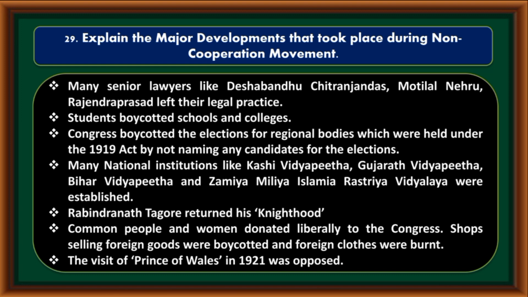Many national institutions like Kashi Vidyapita, Gujarat Vidyapita, Bihar Vidyapita, Jamia Millia Islamia, Rashtriya Vidyalaya were established. Rabindranath Tagore returned his knighthood. Common people and women donated liberally to the Congress. Shops selling foreign goods were boycotted and foreign clothes were burnt. The visit of the Prince of Wales in 1921 was opposed.